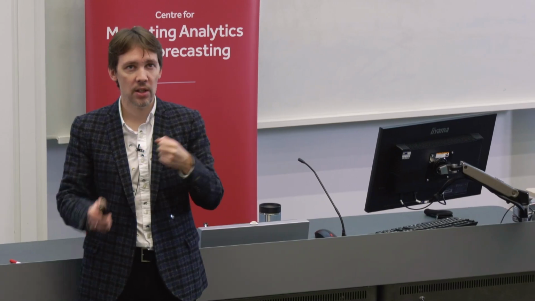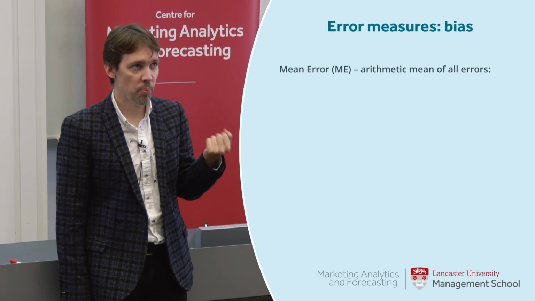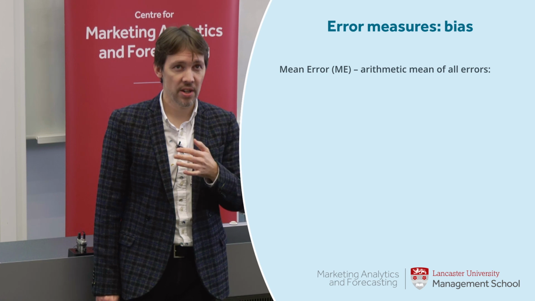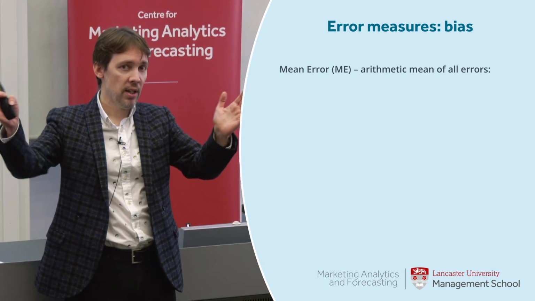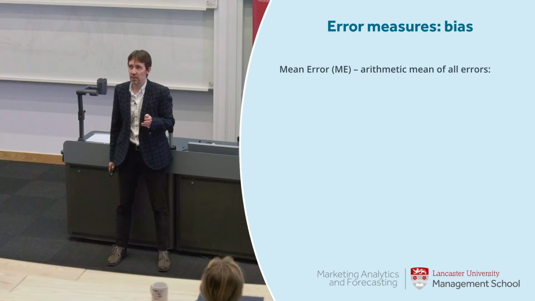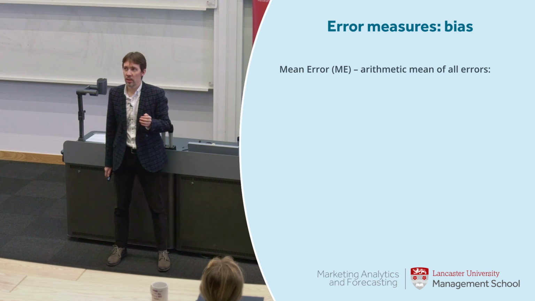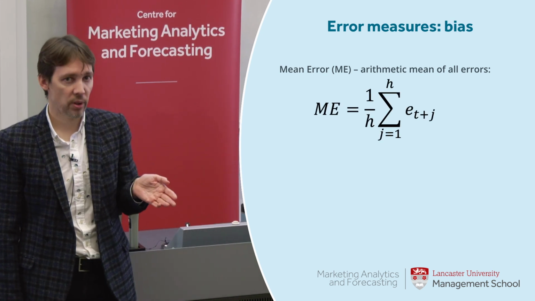But what are they in terms of our forecast errors? So bias is typically measured using something called mean error. And the idea here is straightforward, I would say. You collect all the errors that you had and you take the arithmetic mean, the average. This is the mathematical formula of this. I'm not going to spend too much time on that. E here is the error, and we sum it up from 1 to h, where h is your forecast horizon.